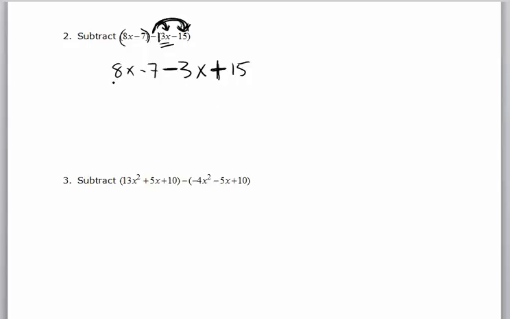Okay, and now I can combine like terms: 5x plus 8. And I'm done. Don't try and add those two together. One's an x term, one's a number.